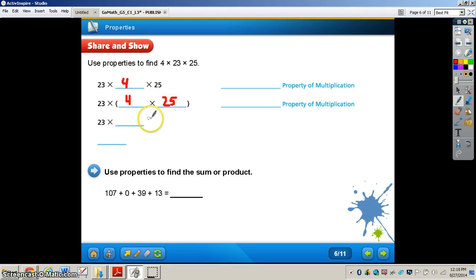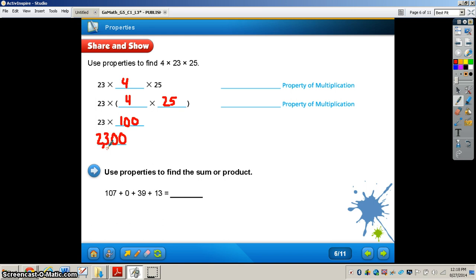4 times 25, pretty simple. It's going to give us 100. And then 23 times 100, 23 and then 2 zeros at the end for 2,300. So you can see how it's a little bit easier when you use the different properties of multiplication.